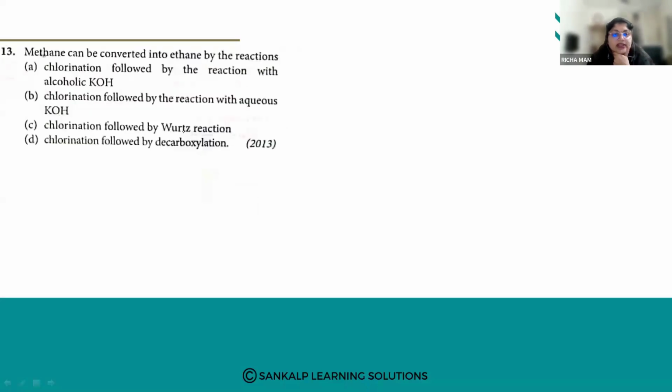Okay. Next question. Methane can be converted into ethane by the reaction. So how can we convert methane into ethane? Options: A, chlorination followed by the reaction with alcoholic KOH. B, chlorination followed by the reaction with aqueous KOH. C, chlorination followed by Wurtz reaction. D, chlorination followed by decarboxylation. Yes. How can we convert methane into ethane?